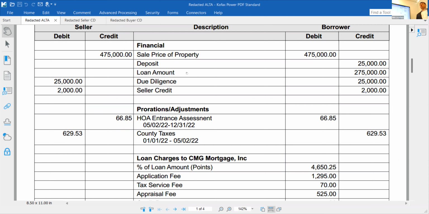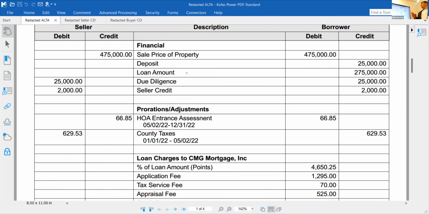If they bought a house before 2012, they've probably never seen this document before because they're used to working off the HUD. So it is a document that you want to make sure that you have some level of comprehension on so you can understand it. So right here, you've got your sales price on the seller side, $475. Make sure that's accurate, especially if you've had a recent addendum to the contract changing the purchase price.